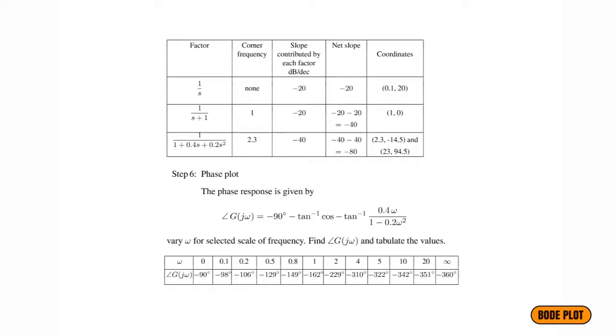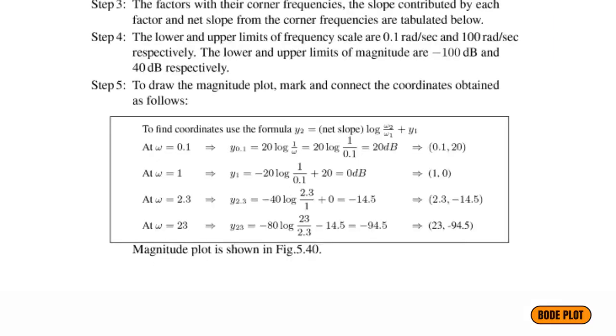The first coordinate, how we will find for 1 by s, we have to find the corner frequency. Next, at omega equal to 0.1, 20 log 1 by s, that is 1 by omega. If you substitute, we are getting 0.1, not 20. Already we know 1 by s always starts at 20 dB. So we got the coordinates. For this, no need to use the formula. Here we just substitute 20 in the magnitude. That's all. Now we have to use the formula at omega equal to 1.